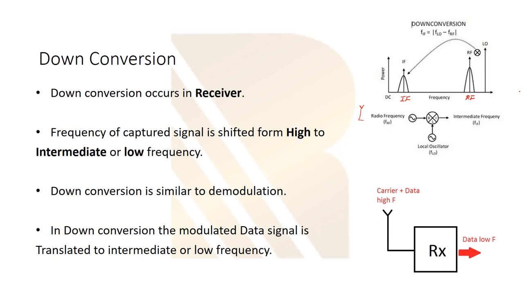This picture depicts the explanation. We can say the carrier plus data in high frequency goes to our receiver, and at the output we have only data. It can be, for example, digital data, which is 1 and 0 information.